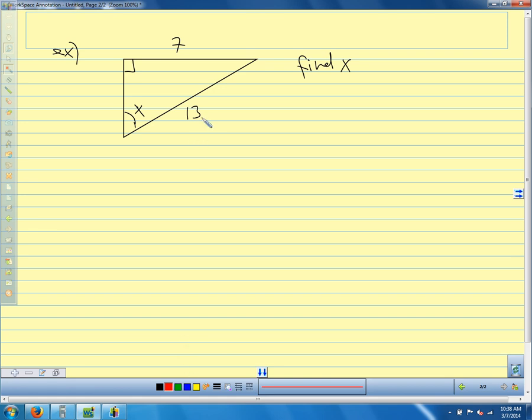So is 13 the opposite, the adjacent, or hypotenuse for this angle? Hypotenuse. The hypotenuse is always the hypotenuse. We never call it anything else. So this one we're trying to be tricky. So this one is the hypotenuse. How about 7? Opposite or adjacent for angle x? Opposite. It's not next to, it's across the triangle. So that's going to be opposite.